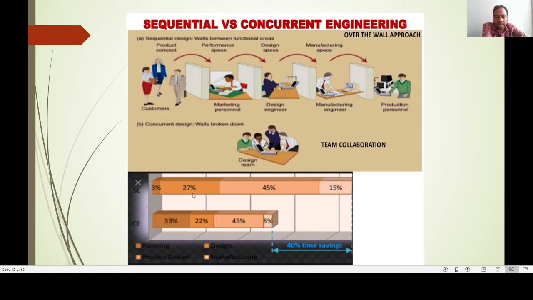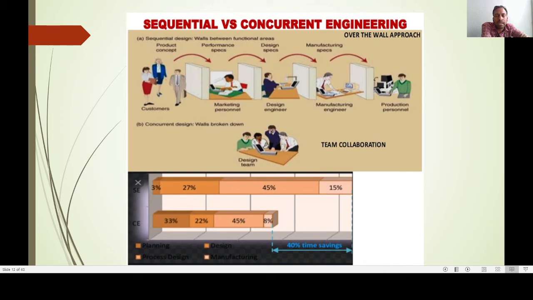Next, in the next slide, SE means sequential engineering and CE means concurrent engineering. There are 4 stages defined here. For planning, it takes 3% in sequential engineering, and in concurrent engineering the planning process takes 33%. The process design takes 27% in sequential engineering and 22% in concurrent engineering. Design checking is 45%, and the manufacturing sector is 15% and 8%.